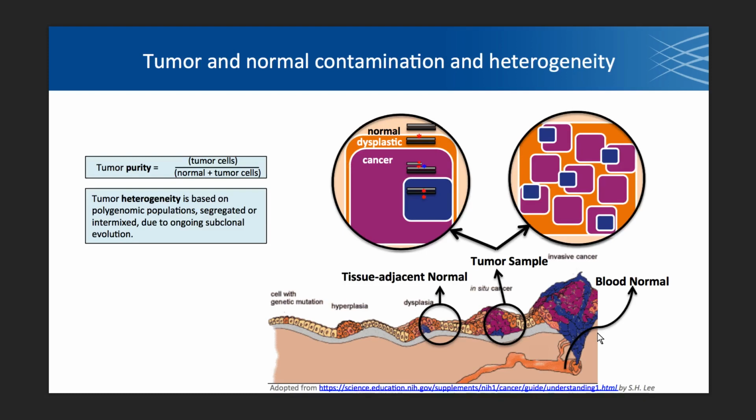Here are two reasons why cancer genomics calls for increased sensitivity. One is contamination, and the other is heterogeneity. When I say contamination, I mean normal contamination in a tumor biopsy sample, or tumor contamination in the normal biopsy sample. And so this is actually something we refer to as tumor purity, where it's defined as the number of tumor cells over the total number of normal and tumor cells. So tumor heterogeneity is something I will explain with the chart below.